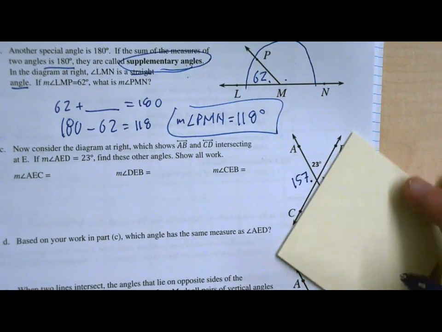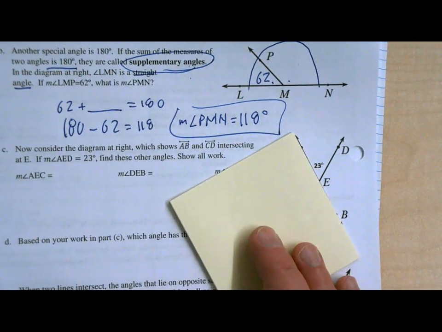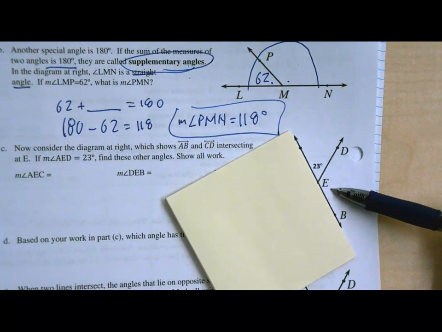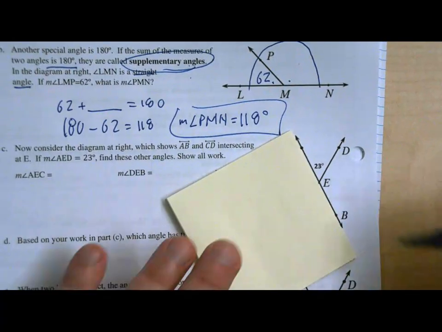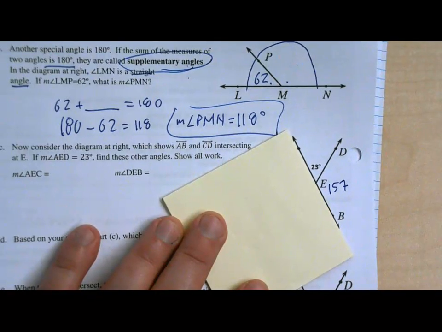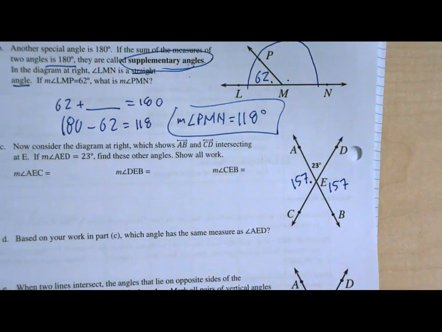All right, let's do the one on the other side here. What's the relationship between the 23-degree angle and this angle? They're also supplementary, right? Well, this angle didn't change, so this must also be 157. Agreed? Okay, now see if you can find the bottom angle.